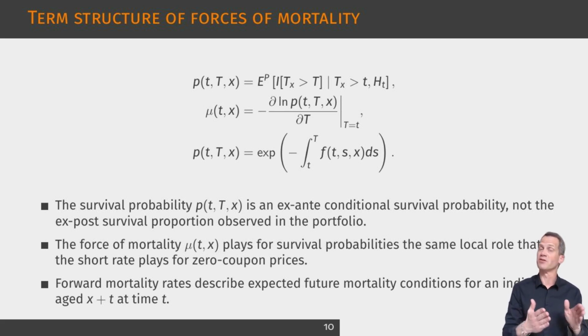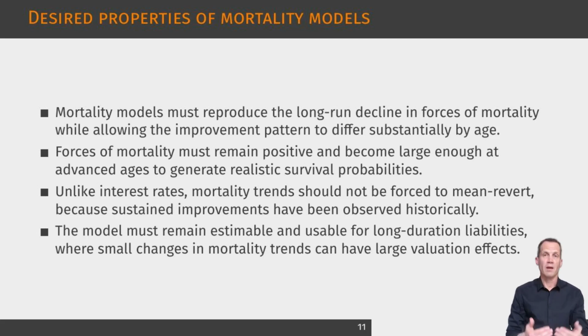The analogy with interest rates is helpful, but mortality has an additional age dimension, so the model must capture both calendar time effects and attained age effects. A mortality model must first be consistent with historical observations. For many populations, forces of mortality have declined over long periods, but not uniformly across ages. The model must allow the pace of improvement to differ between young ages, adult ages, and old ages.